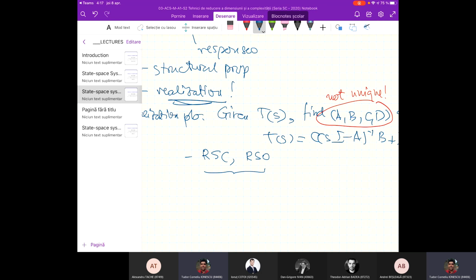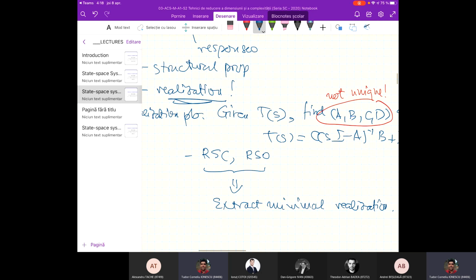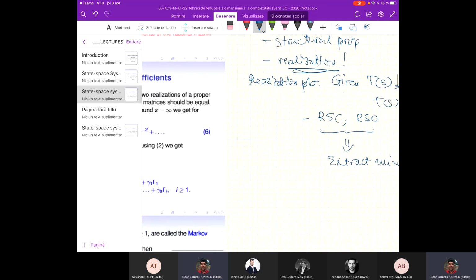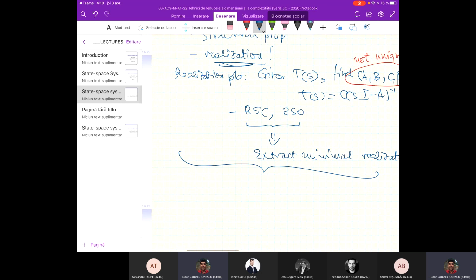Okay, and from all these, extract minimal realization. This is what we have to do. How to extract minimal realization. This is not an approximation problem, okay? So this is an exact problem, okay? Not approximation, okay? Model reduction that we are going to pursue afterwards, that's an approximation.